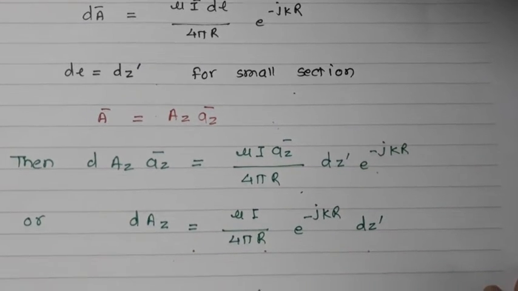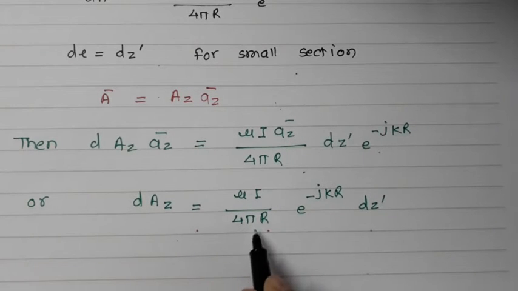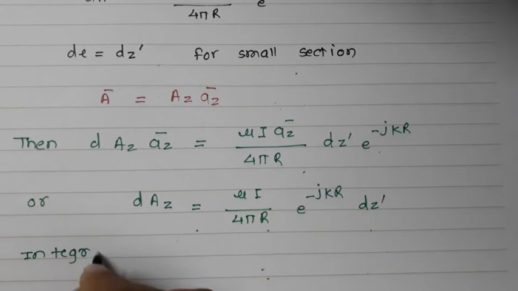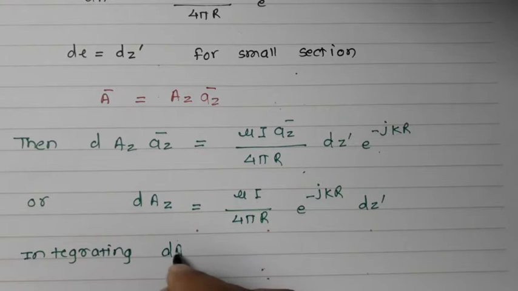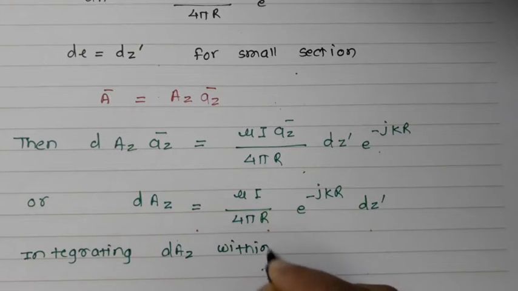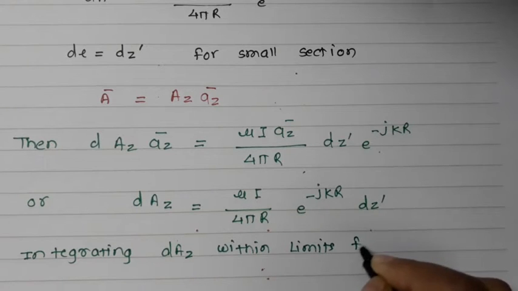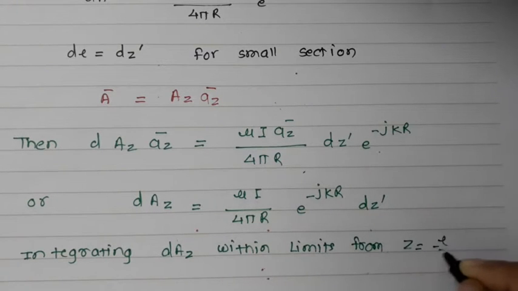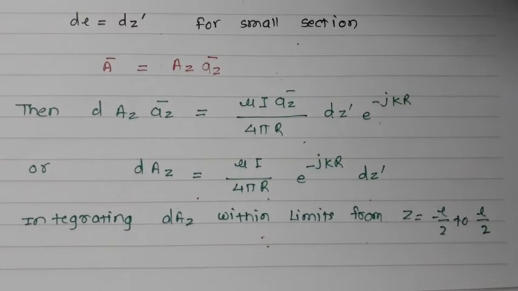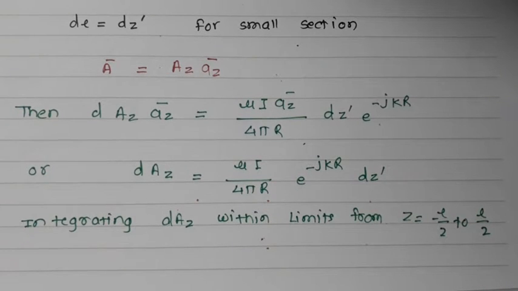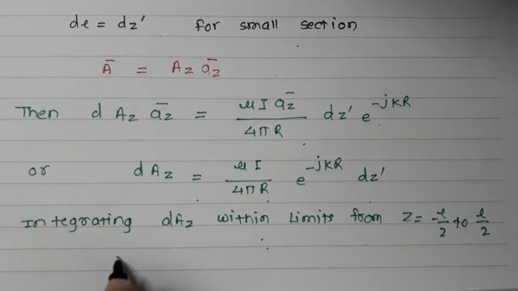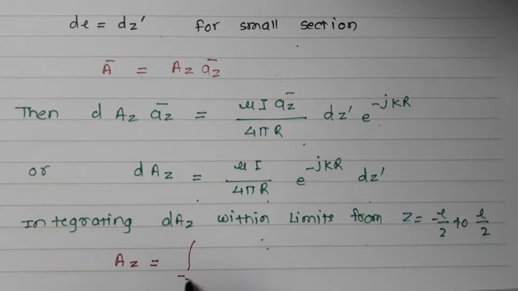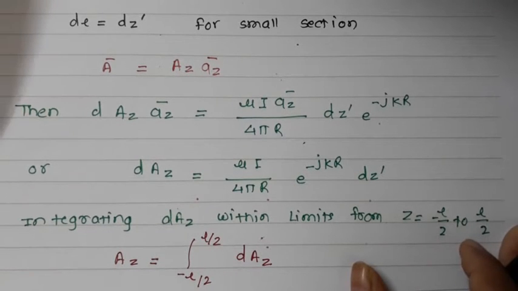Now integrating, I have dA_z equal to mu I over 4 pi r, e raised to minus j k r dz dash. So integrating dA_z within limits from z equal to minus L by 2 to L by 2, I am integrating this particular equation. By integration I'll get this equation: A_z is the integral from minus L by 2 to L by 2 of dA_z. Now let us integrate this particular equation.